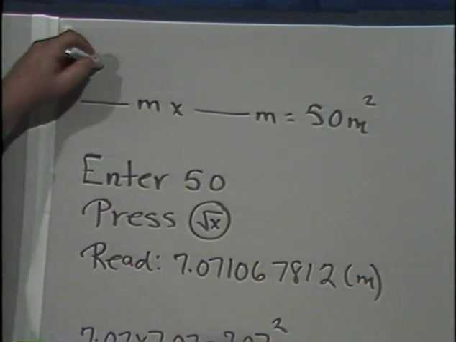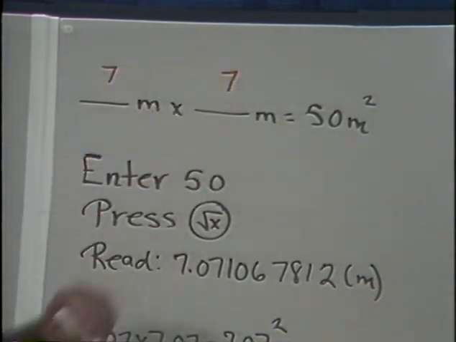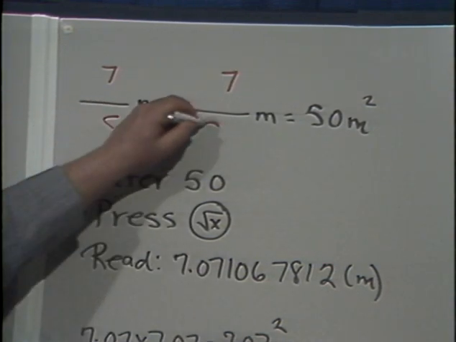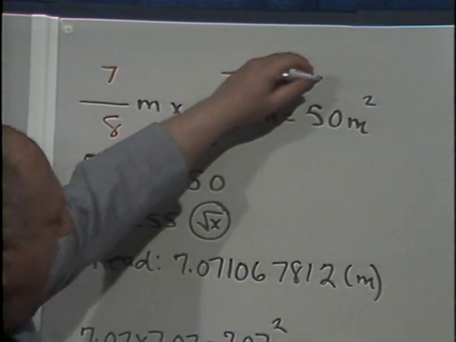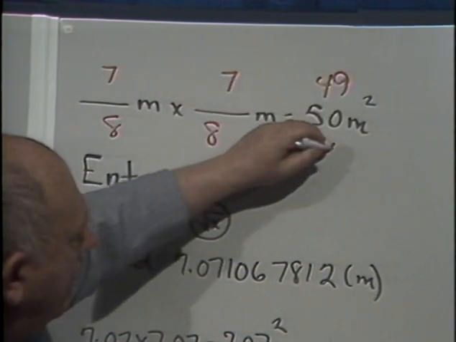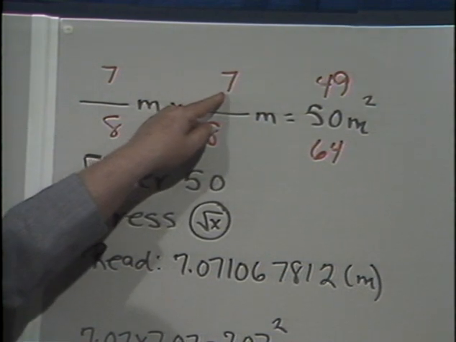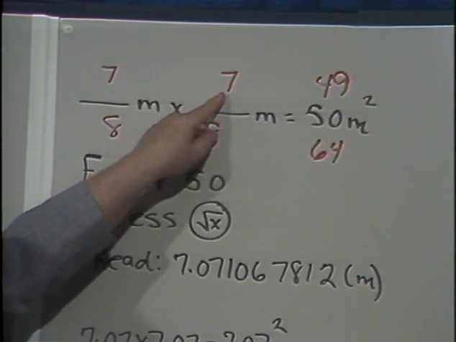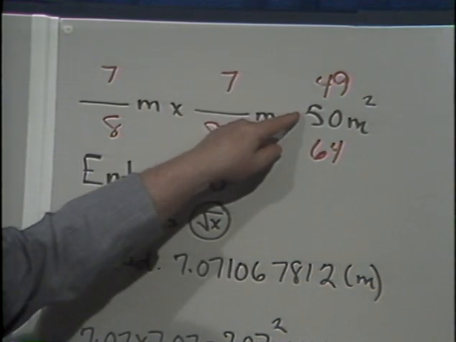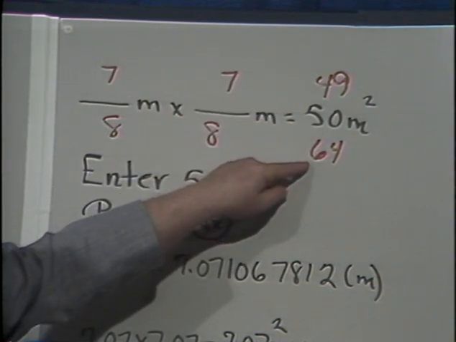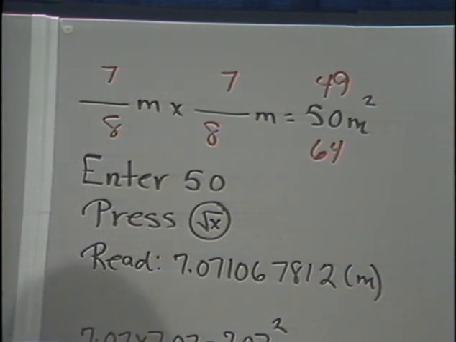So I take a guess. I say, what if it was 7 meters? 7 times 7 is 49. Oops, I missed it by just a little. So I'll try 8. 8 times 8 is 64. I missed by quite a bit. You see, 7 is just a teensy-weensy bit too small. That's a word I learned in kindergarten. It's a smidgen too small, and 64 is quite a bit too big. So I know the answer is around 7.